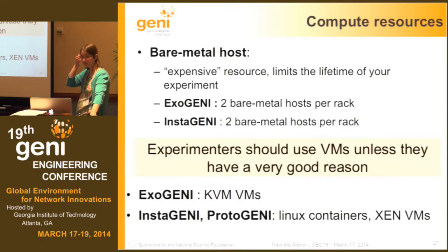Good, so some things to think about: we tell experimenters that they should use a VM unless they have a good reason to use a bare metal machine, because there's basically 2 bare metal hosts in each rack. In theory, some of them may have 3. Maybe there's 1 exception. Basically, the bare metal hosts are what we think of as expensive, if you will. And so having 1 limits the lifetime of your experiments. And we're happier for you to hold on to a VM for a lot longer.